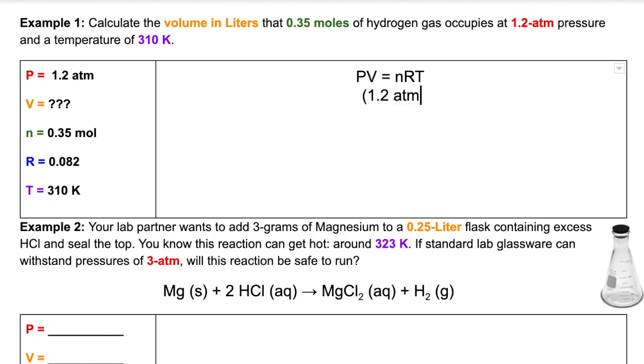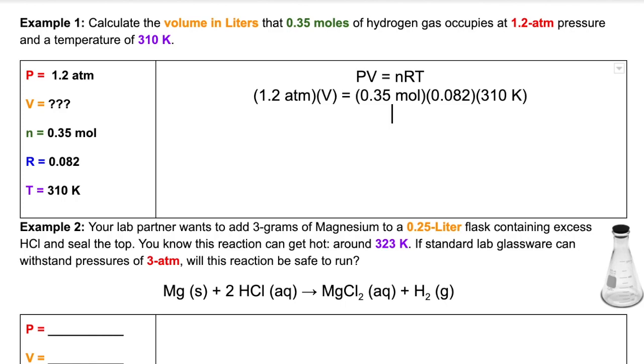1.2 atm times V, which is our unknown, is equal to n, which is our moles, 0.35 moles, times our R value, 0.082, and lastly times temperature, 310 Kelvin. Then we'll multiply everything on the right side.